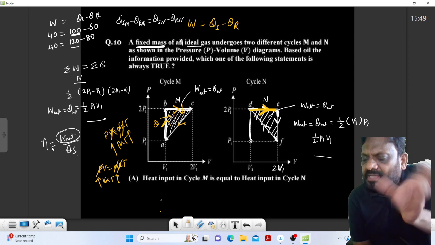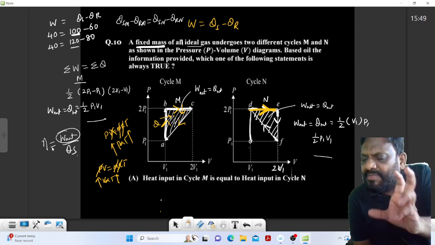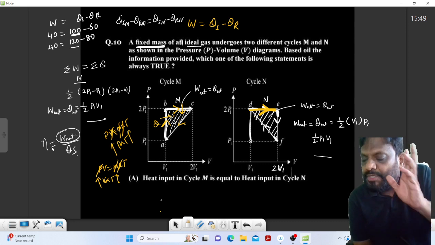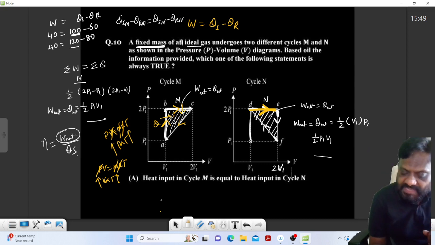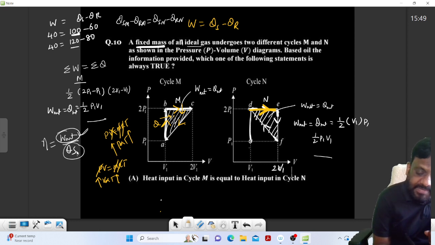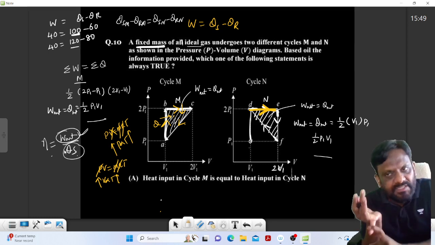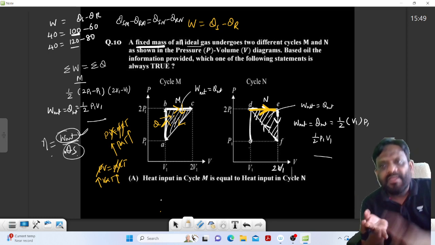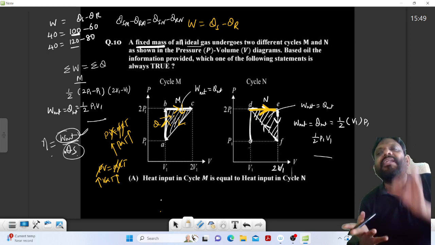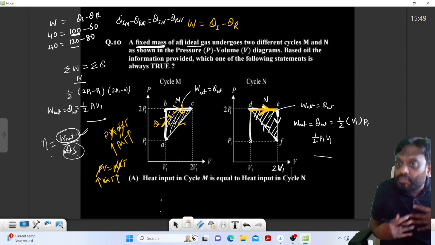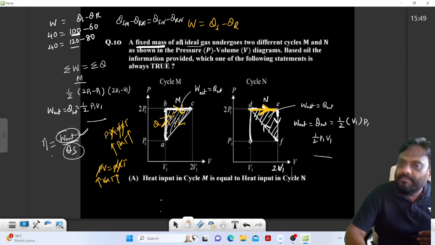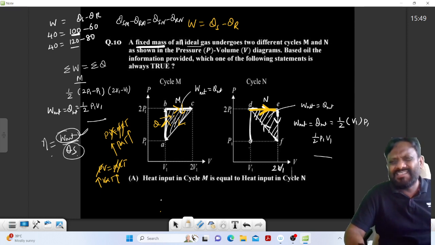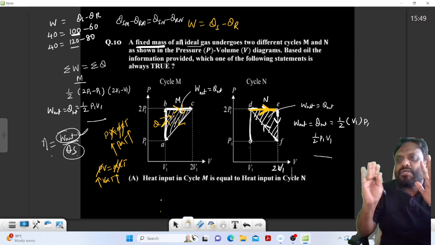If networks are the same in both cycles, that doesn't mean the efficiency is the same. It also depends on heat supply. In one case the heat supply is more, in the other it is less. So heat supply is not the same, heat rejection is not the same, and efficiency is not the same. Only network is the same. I can also prove that. You start with a constant volume process, I can easily do it, but it is not necessary. So this is the common observation.